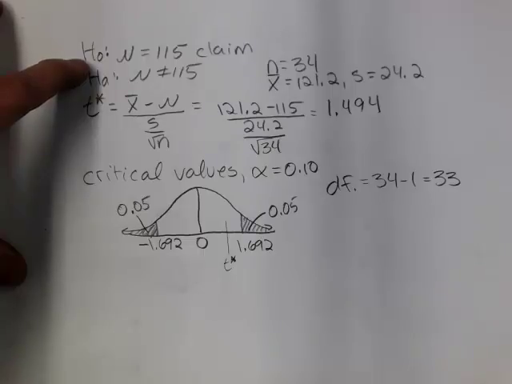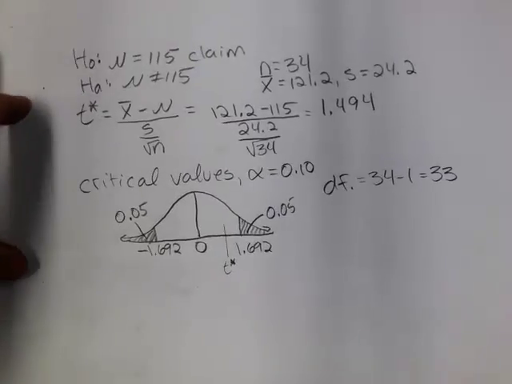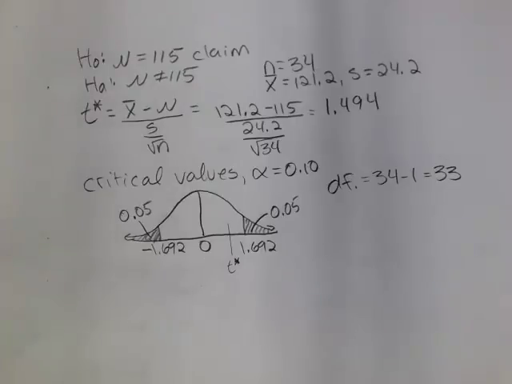There is enough evidence to support, what is this, an oceanographer? Forgot what this was about. There is enough evidence to support the oceanographer's claim that the mean dive depth of a North Atlantic right whale is 115 meters.